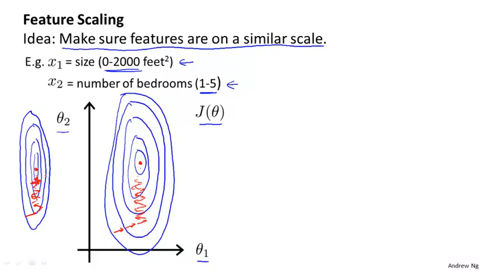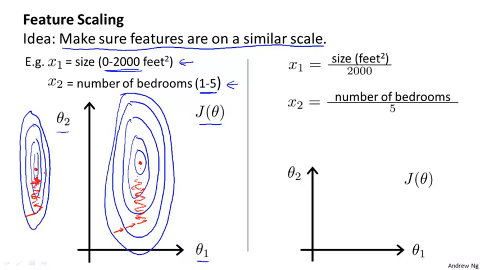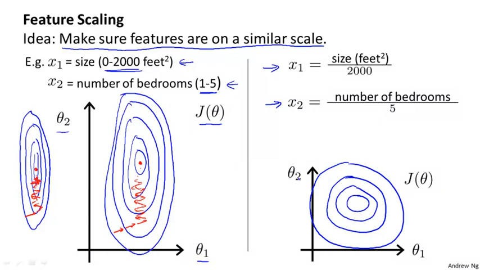In these settings, a useful thing to do is to scale the features. Concretely, if you instead define the feature x1 to be the size of the house divided by 2000 and define x2 to be maybe the number of bedrooms divided by 5, then the contours of the cost function J can become much less skewed, so the contours may look more like circles.